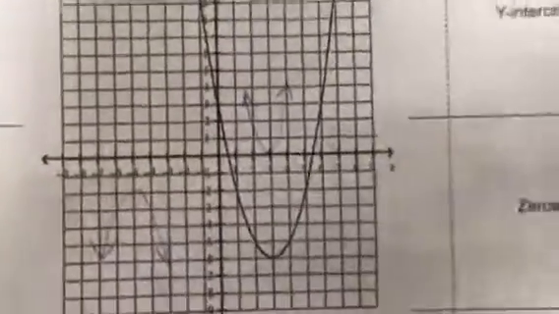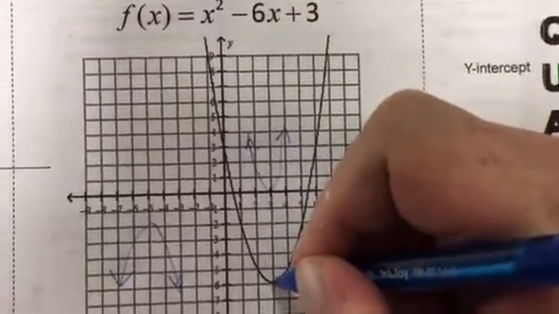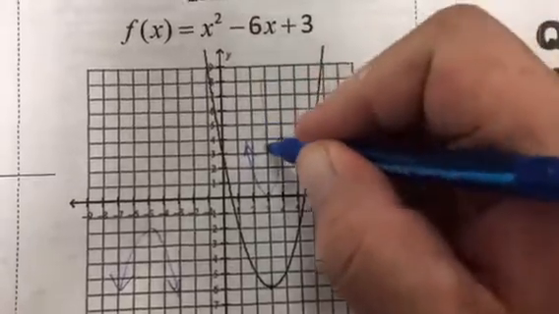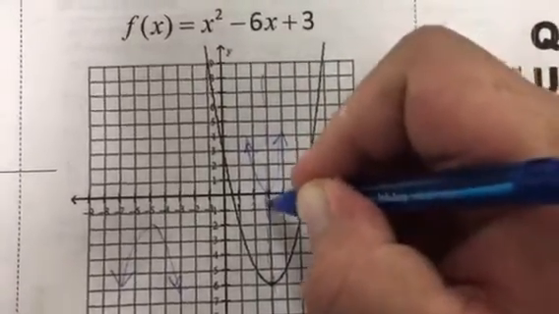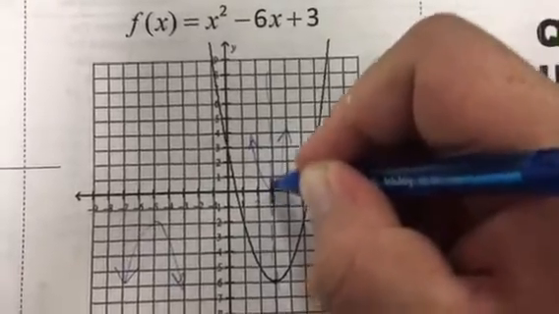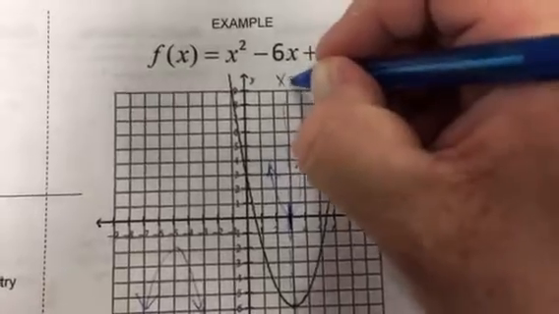Going back to the example that we used earlier, you can see right here this is the lowest point, so this would be where the vertex is. So if I drew an imaginary line through here, you would see that it touches where x is positive 3. So the equation of this imaginary line, or this axis of symmetry, would be x equals 3.